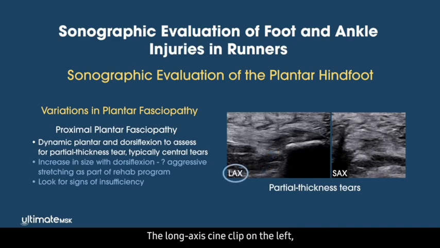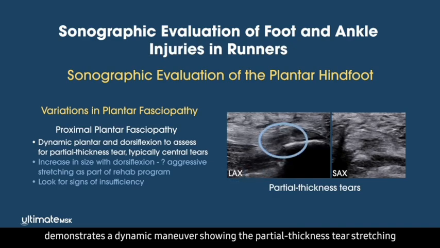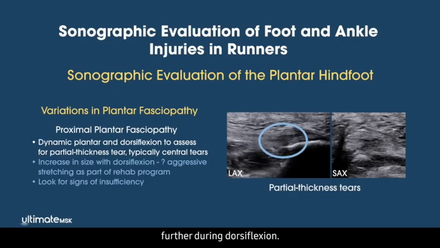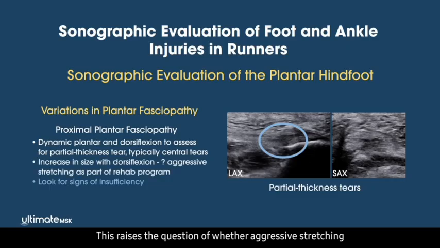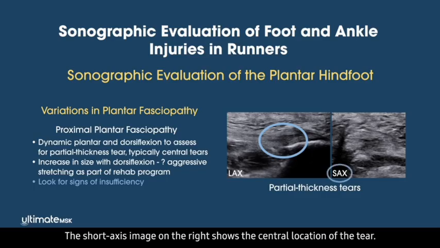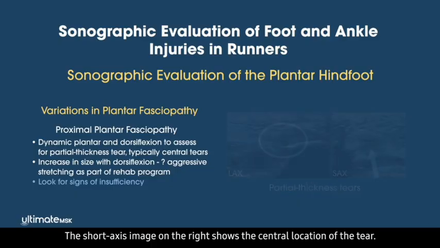The long axis cineclip on the left demonstrates a dynamic maneuver showing the partial thickness tear stretching further during dorsiflexion. This raises the question of whether aggressive stretching should be included in rehabilitation protocols, as the tear visibly enlarges with ankle dorsiflexion. The short axis image on the right shows the central location of the tear.